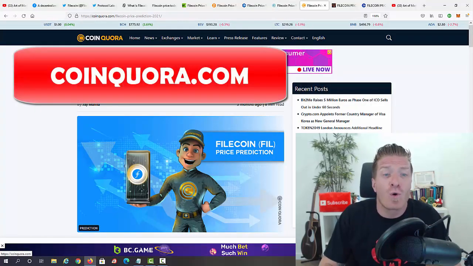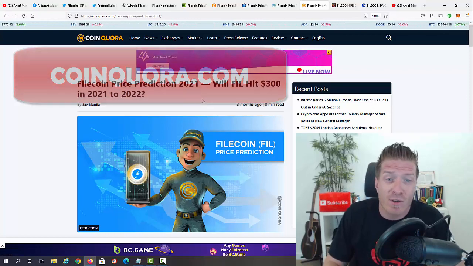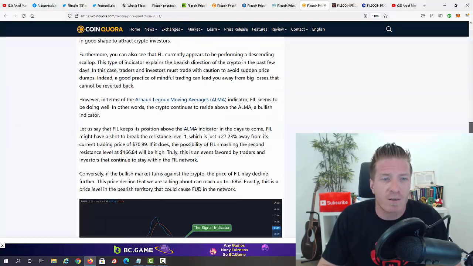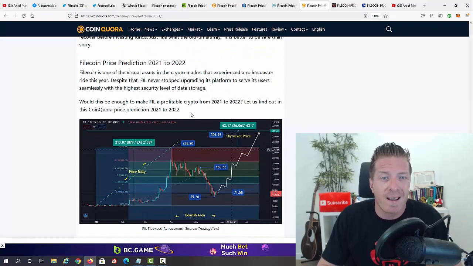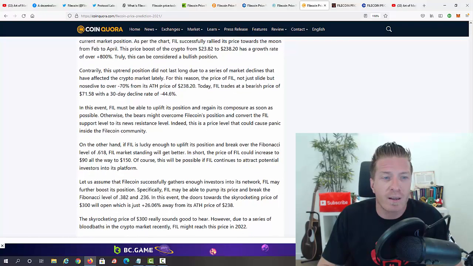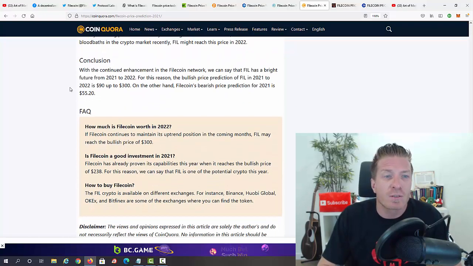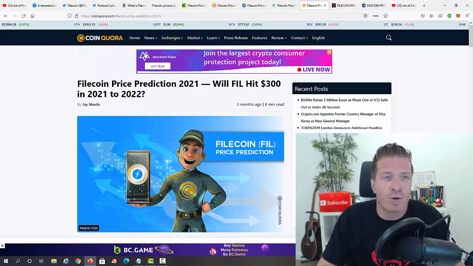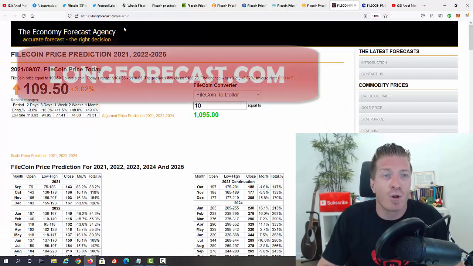Next up, we have coinquora.com. Filecoin price prediction 2021, will FIL hit $300 in 2021 to 2022. Let's see. Again, they have a pretty long article. Let's go directly to the price prediction. And as you can see, they have the prediction right here. And we have the conclusion. So with the continued enhancement in the Filecoin network, we can say that FIL has a bright future from 2021 to 2022. Now, 2022 up to $300, and they think that it's a good idea to invest into Filecoin. So that's coinquora.com.